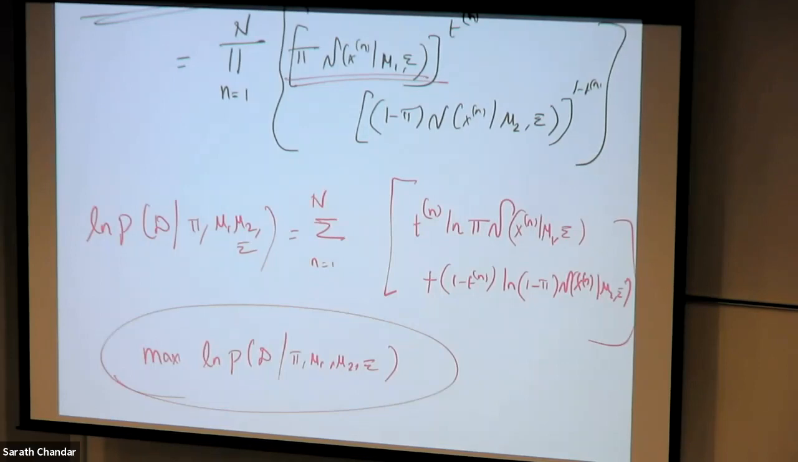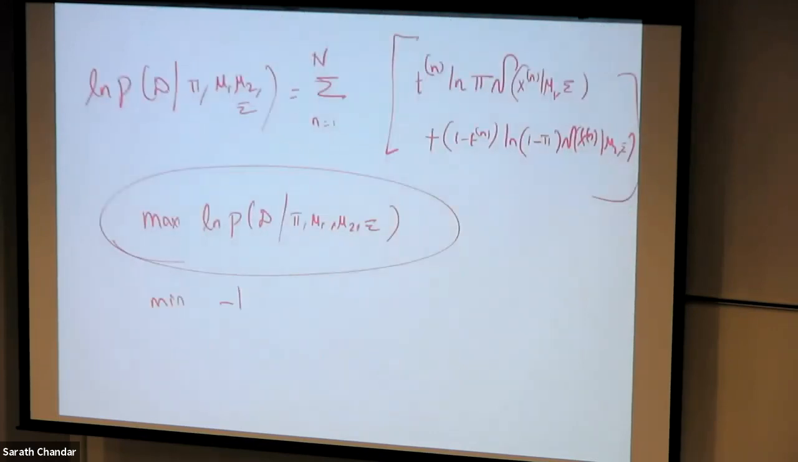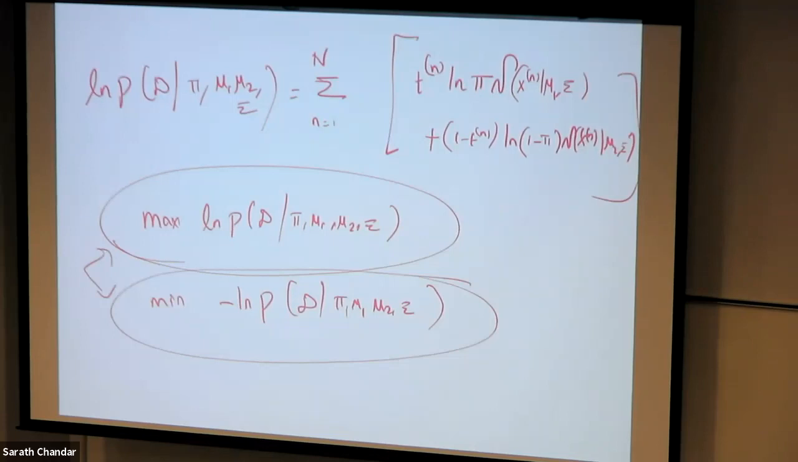So you can just put a minus? Yeah, you can just put a minus. So when you do the minimum of minus ln p of D given pi, mu1, mu2, sigma, this is the same as the other one, right? So the values that you're going to find are going to be the same. This term is known as log likelihood. Often in different textbooks, you will also see people minimizing the second term instead of maximizing the first term, the minus of ln. This is known as negative log likelihood.